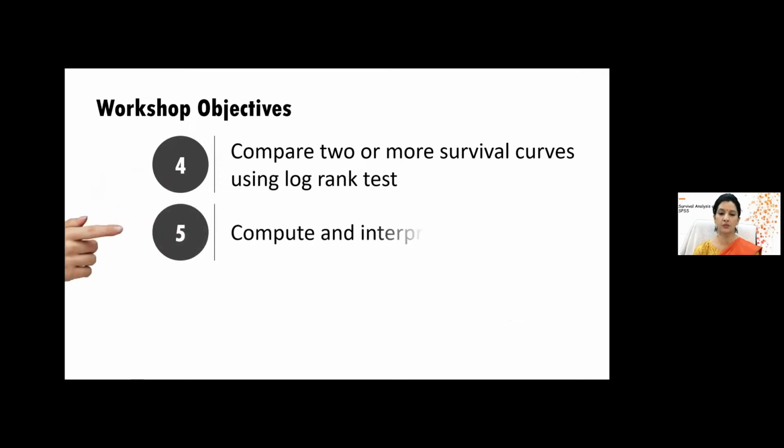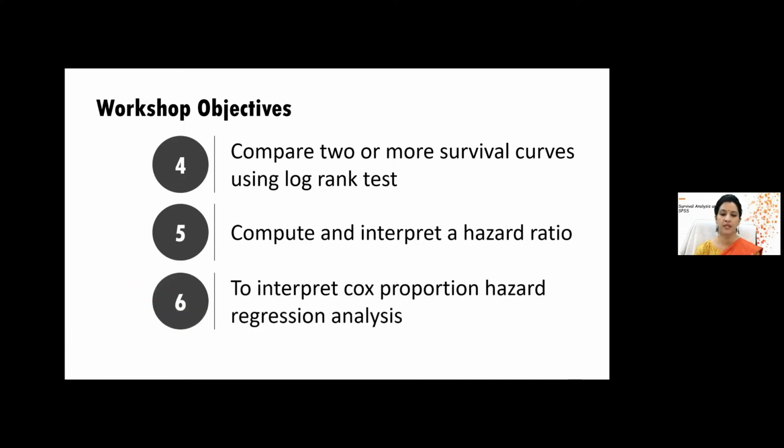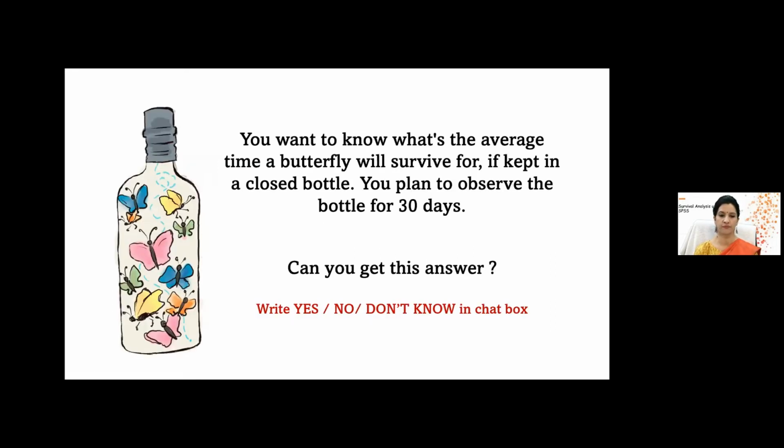The other two, that is to compute and interpret a hazard ratio using a Cox proportional hazard, and to interpret Cox proportional hazard regression analysis, how to perform it and how it is different from linear regression or logistic regression, that we'll do tomorrow. So today is the day for a general concept of survival analysis and the Kaplan-Meier estimation.